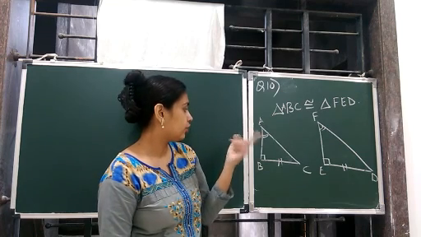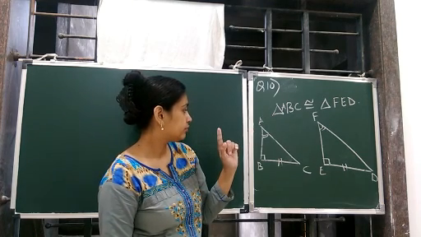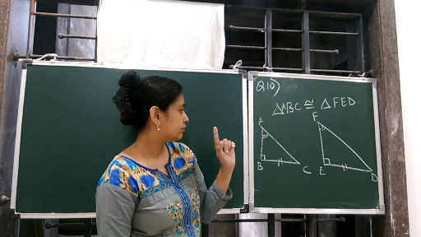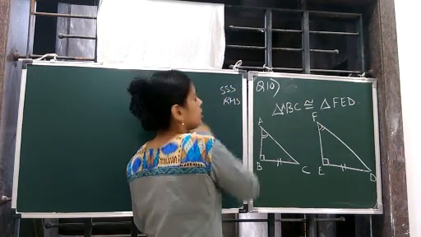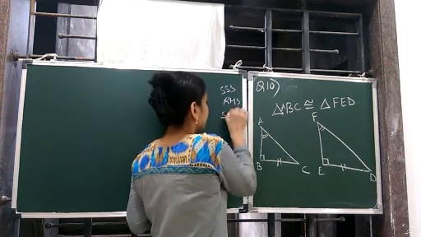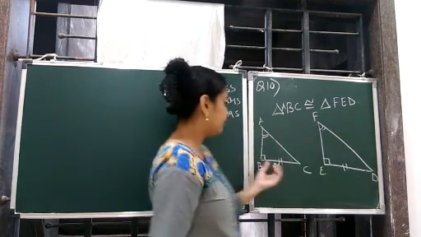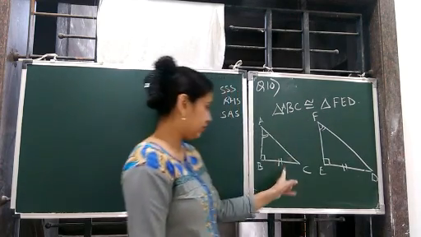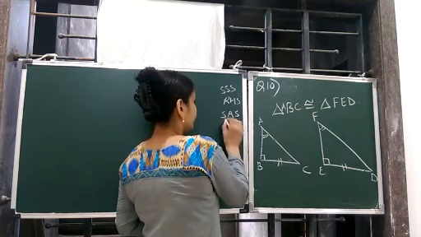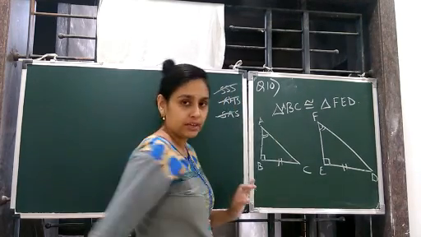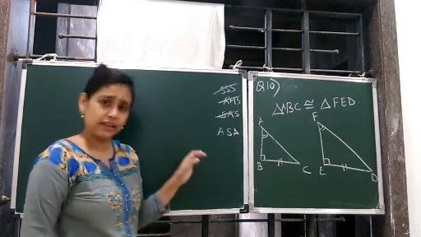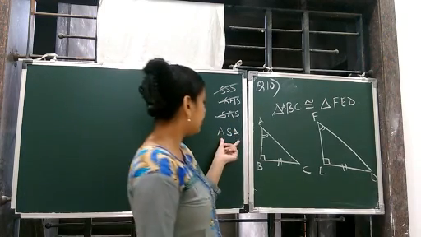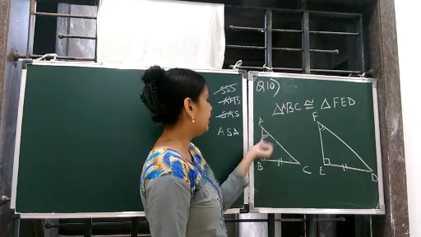So we cannot use RHS. I said SSS we cannot use, RHS we cannot use. Even we cannot use SAS, side angle side, because for that also we need two sides, but only one side is given. So these three properties we cannot use. Only one property is left: angle side angle.